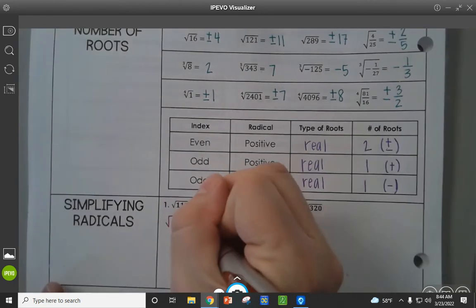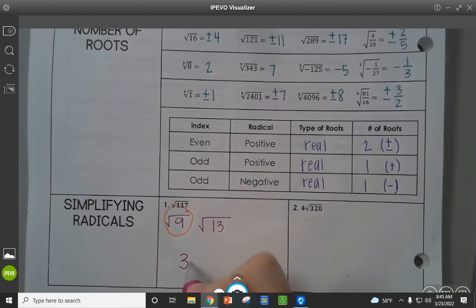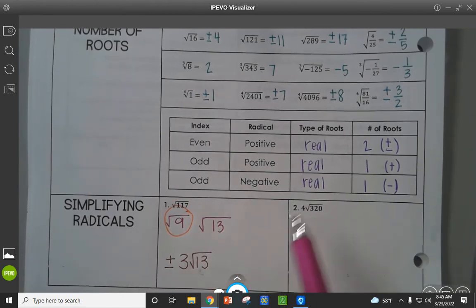Now, since this one is the perfect square, that's the one that's going to get broken down. What is the square root of 9? 3. And then just bring down your square root of 13. And we're going to put a plus or minus in front because it is a square root. So they get plus or minus.